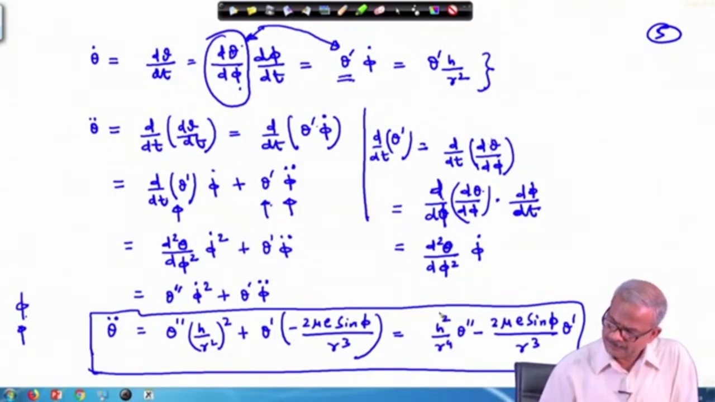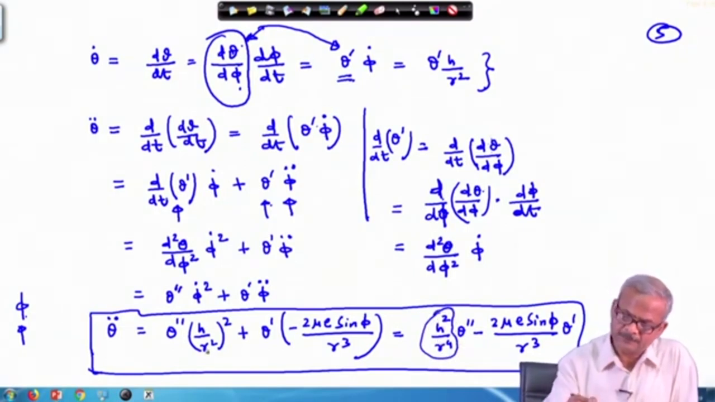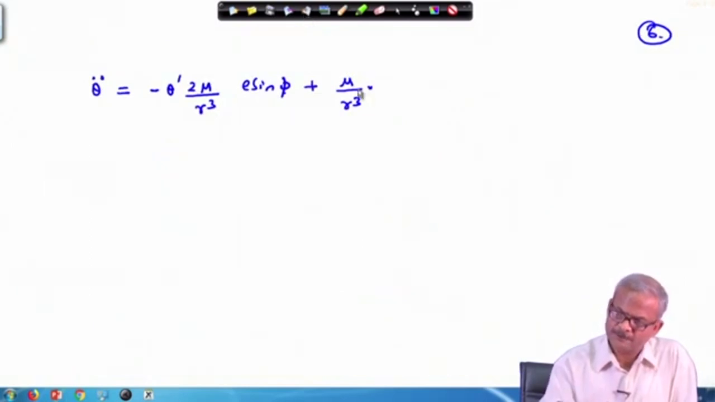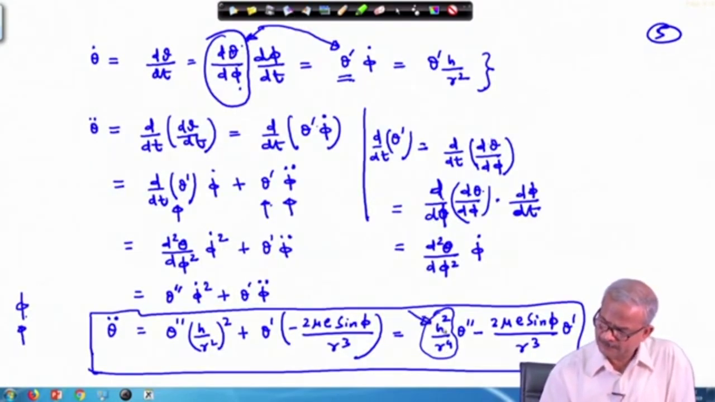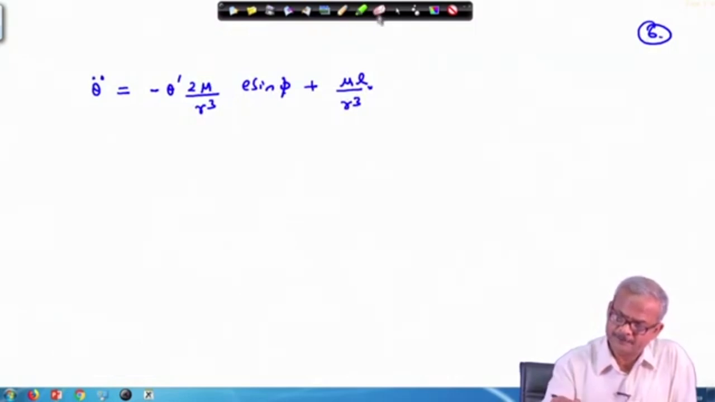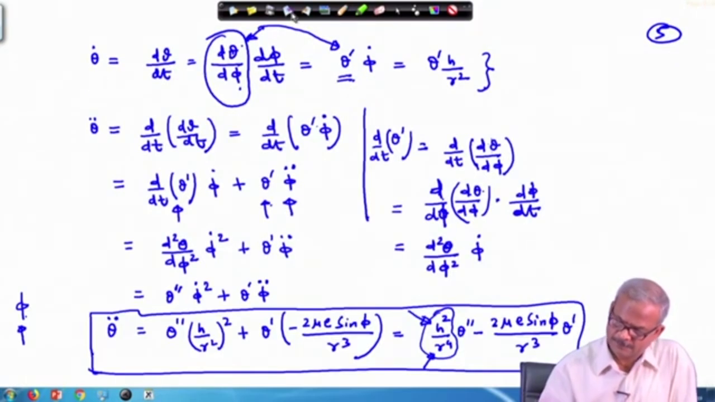So, this particular part we have to work out, h square by r to the power 4. So, h square by r to the power 4, this is mu times l. Okay. This particular part, h square by r to the power 4 equal to mu times l divided by r to the power 4. So, here let us go one more step, by r to the power 4 and then theta double prime.